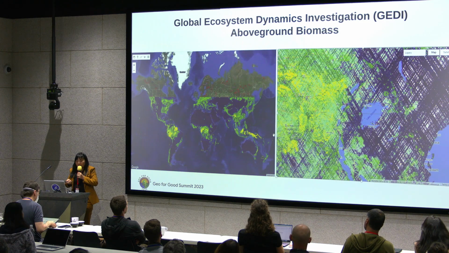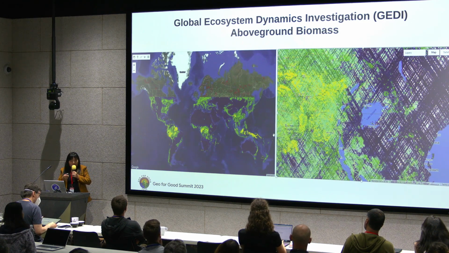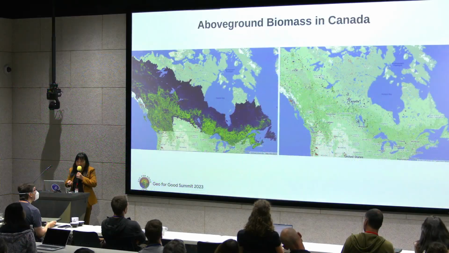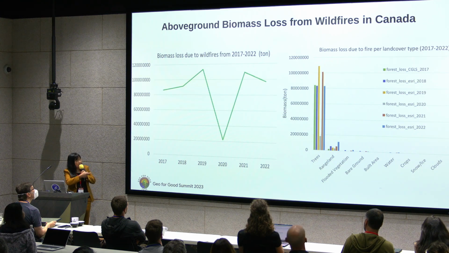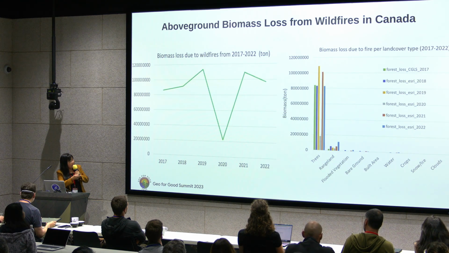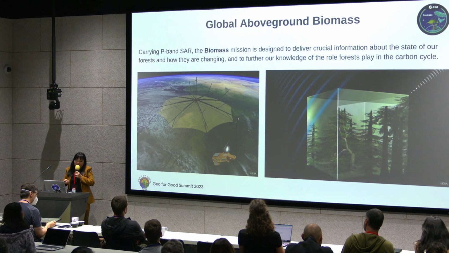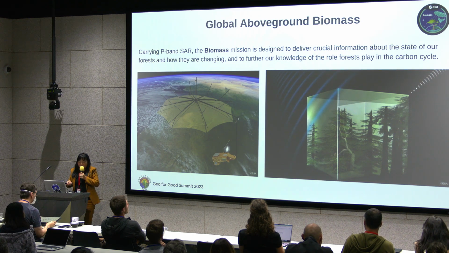And in terms of biomass estimation, GEDI is one of the products, but it's not without problems. It's missing some areas, and also it's not wall-to-wall. And the local data is not complete. However, we were able to look at the loss of biomass trend in Canada, mainly from trees, as you can see, and rangeland. And next year, a biomass mission will be launched by the European Space Agency. We're expecting better biomass estimation.